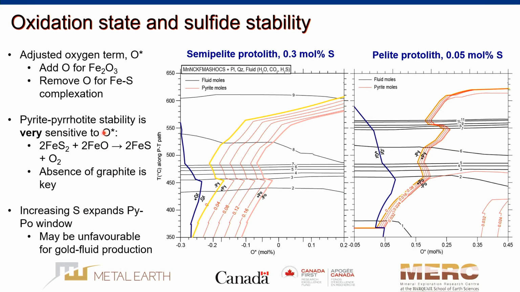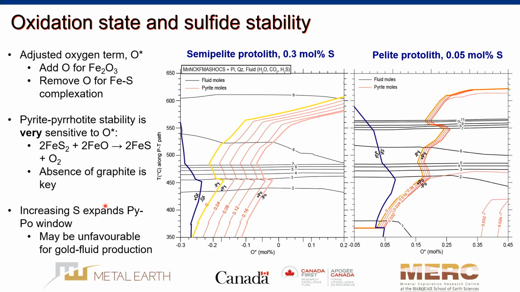In Phanerozoic rocks where you have graphite, you don't actually get this phenomenon because graphite doesn't have oxygen bonded to it, so the oxygen from that reaction goes into the graphite to form CO2, and that buffers the reaction. So in the absence of graphite, you get this really sensitive relationship between sulfide stability and oxygen.